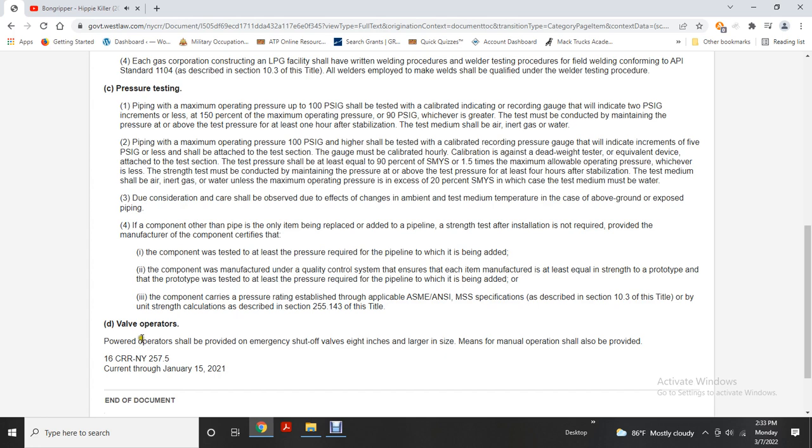Valve power operators shall be provided with emergency shutoff valves 8 inches and larger in size, meaning that manual operation shall also be provided.